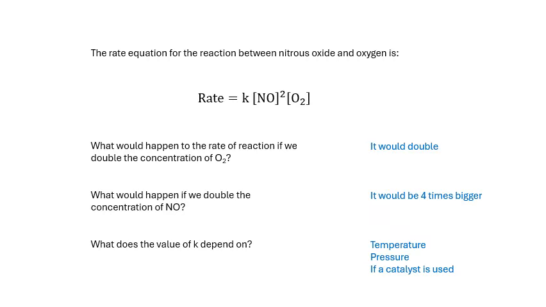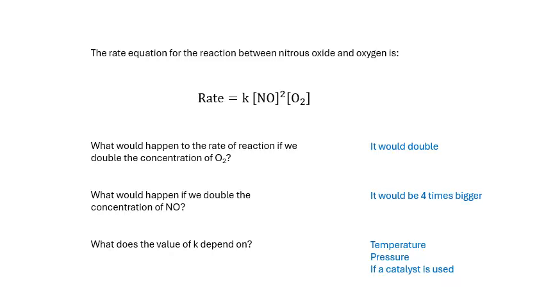So, what would happen to the rate of reaction if we double the concentration of oxygen? Now, looking at the equation for oxygen, O2, that's first order, isn't it? Yes, because there's no indice there, there's no power there, so that's O2 to the power of 1. So the rate is proportional to the concentration of oxygen. If you double the concentration of oxygen, then the rate will double.